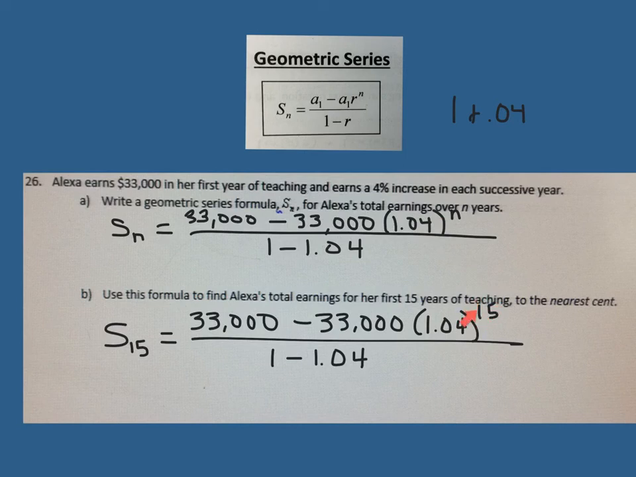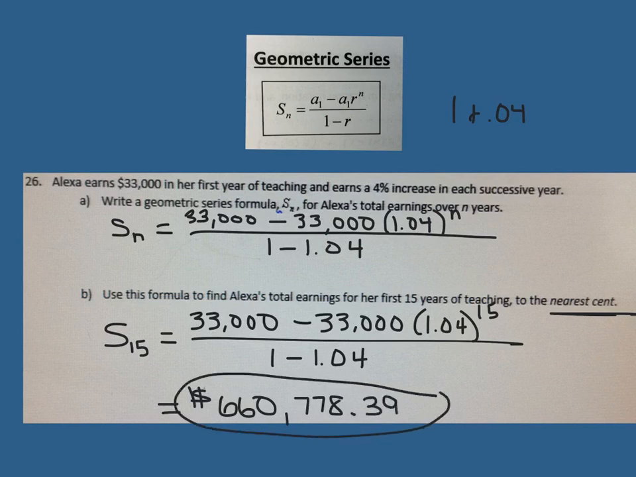That was the number of years we were talking about. And when you plug that into your calculator, to the nearest cent, you're going to get $660,778.39. So this is the sum of what you would make in your first 15 years of teaching.